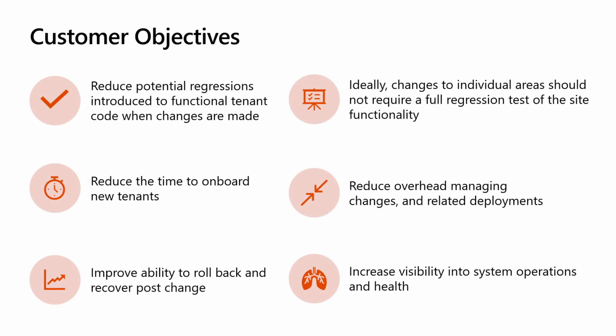There are a few key things this customer wants to achieve. They want to reduce the potential regressions in the functional tenant code when a change is made. They want to reduce the time to onboard new tenants. They want to improve the ability to roll back and recover post change. Ideally, they want to identify individual areas where a full regression test is not needed, as that should not affect the site functionality. They need to reduce the overhead of managing changes and related deployments. And finally, they want to increase the visibility into systems operation and health.